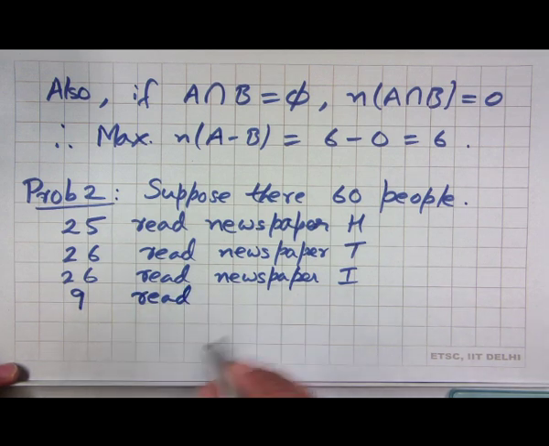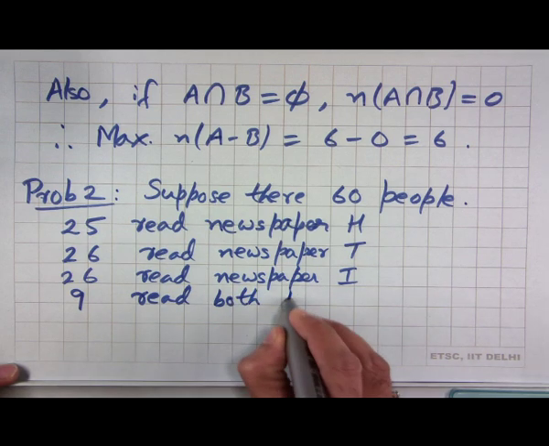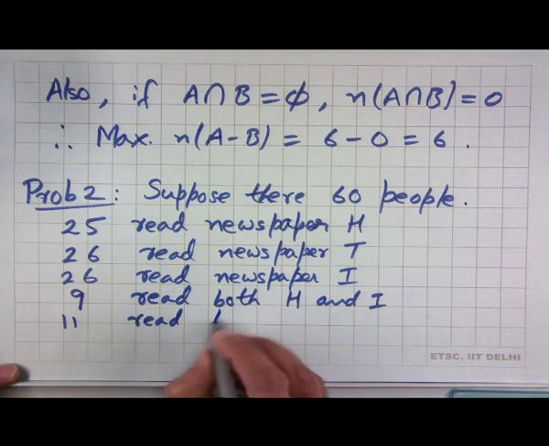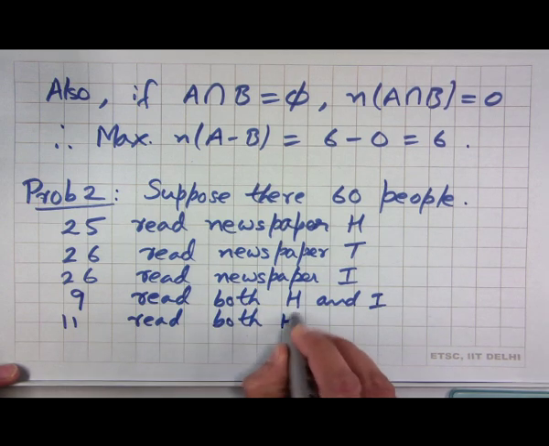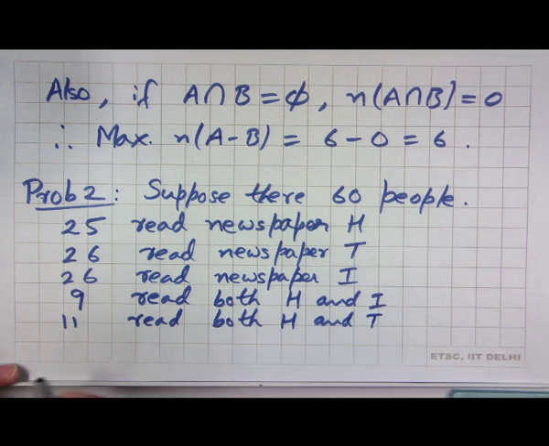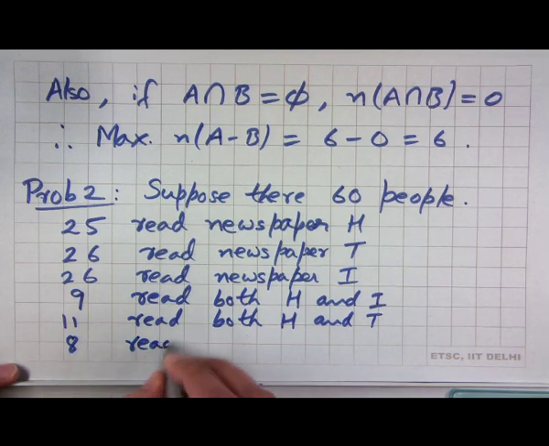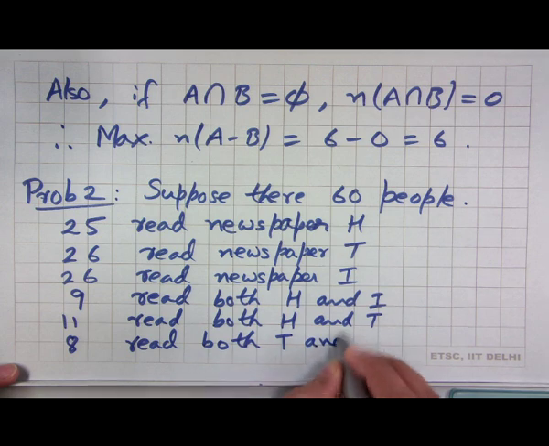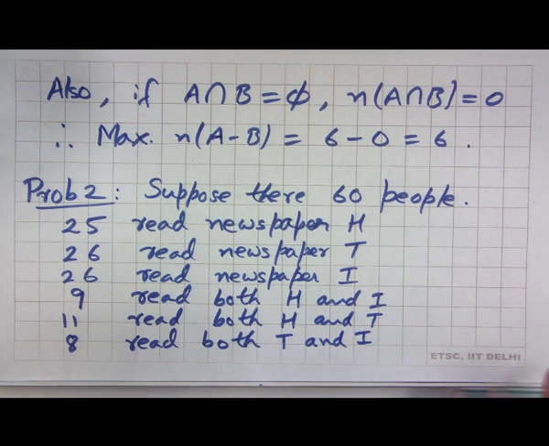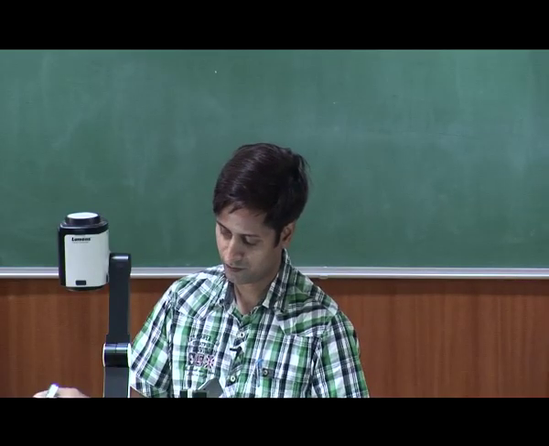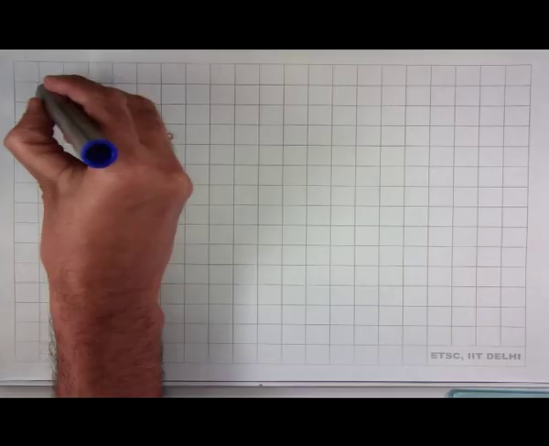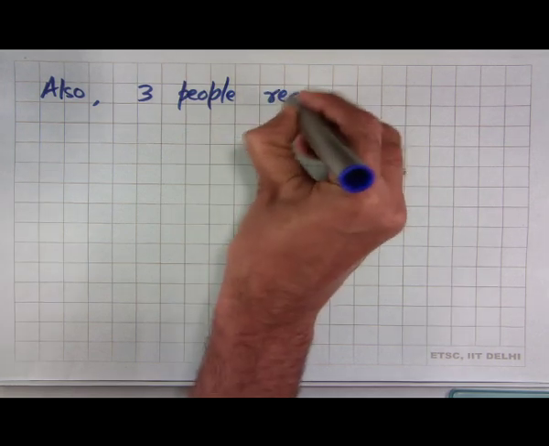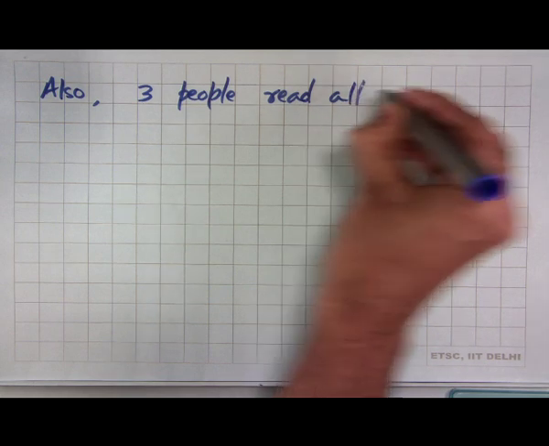and we are also given 9 read both H and I, 11 read both H and T, and 8 read both T and I. Also, we know how many read all 3. Finally, 3 people read all 3.